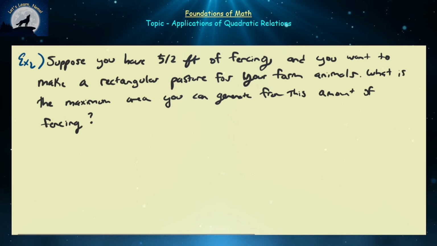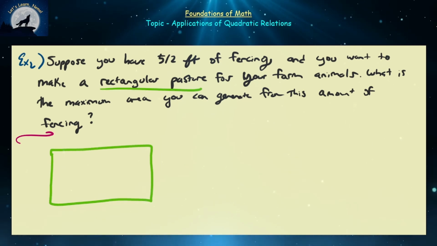So let's just draw a picture to get a feel for what's actually going to be going on here. We're going to have our rectangular pasture, so these corners are going to be 90-degree angles. And we need to figure out what the dimensions of this rectangle need to be for the area of this rectangle to be as large as possible.